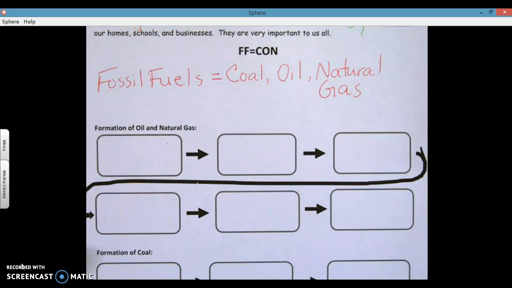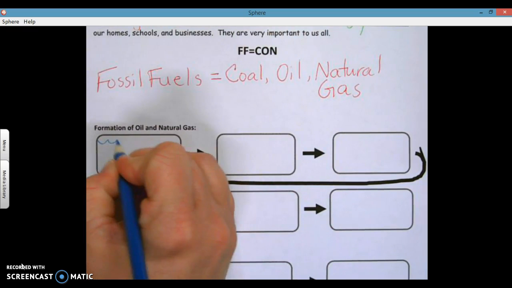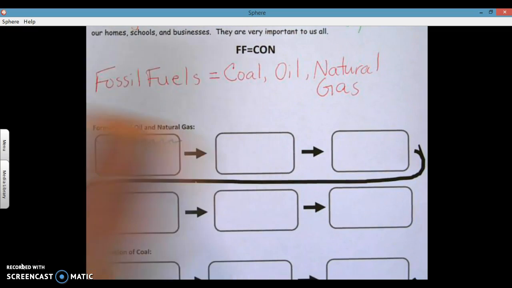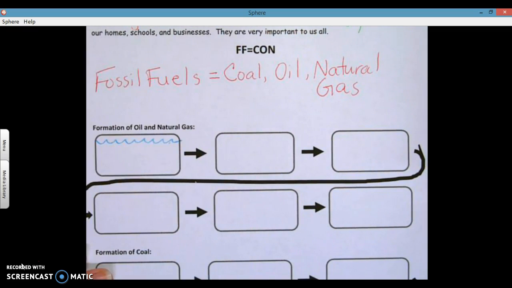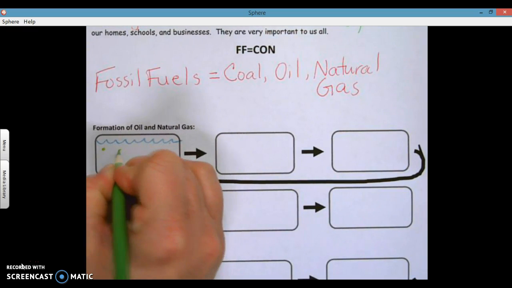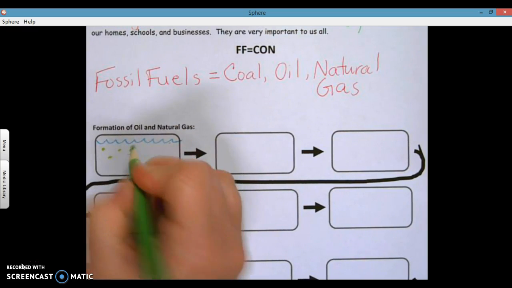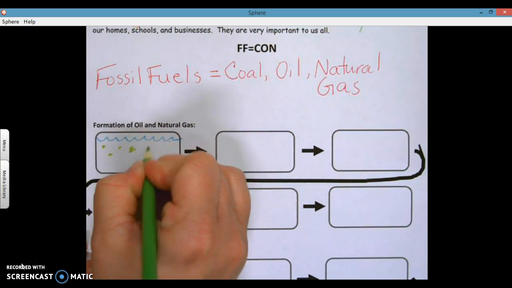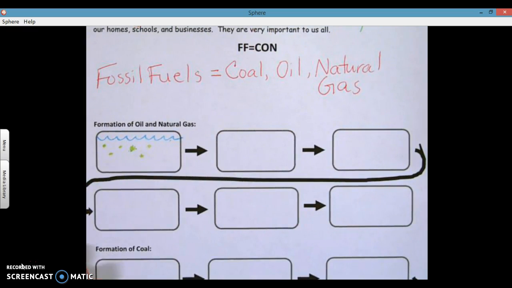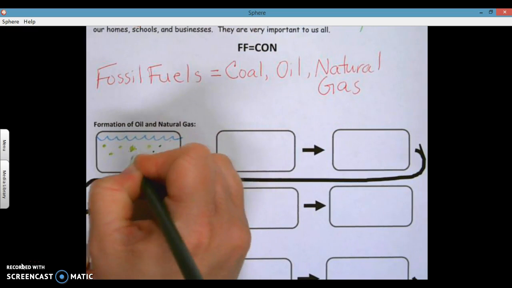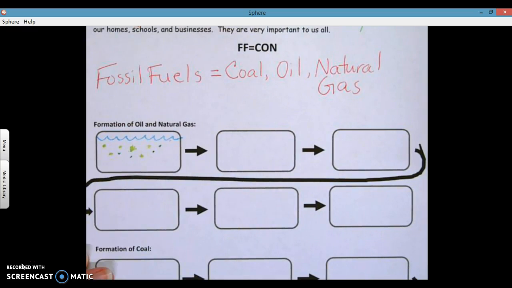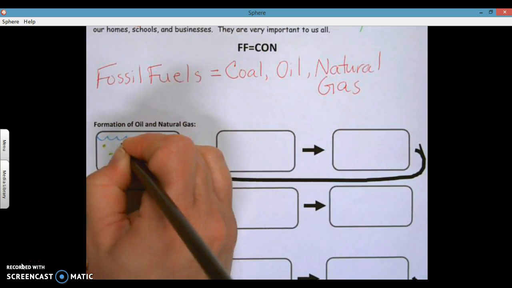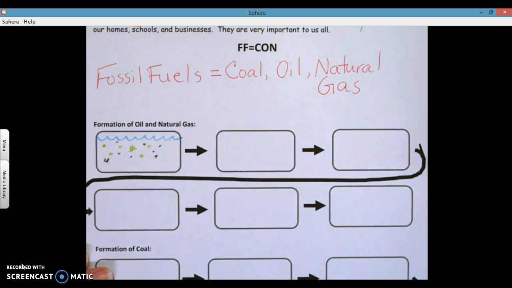So let's start at the beginning. To form oil and natural gas, we have to start out in the water. So oil and natural gas form in the water from tiny little ancient plant and animal organisms. Of course, I'm going to break my pencil. So these little dots are going to represent the microscopic plant and animal organisms that are floating around in my ocean water.